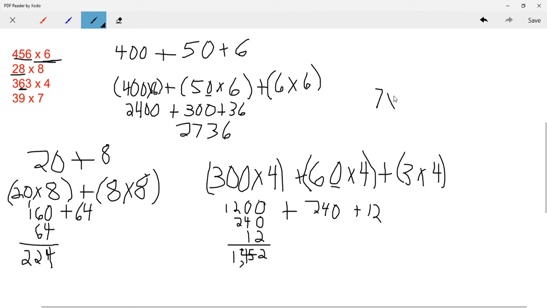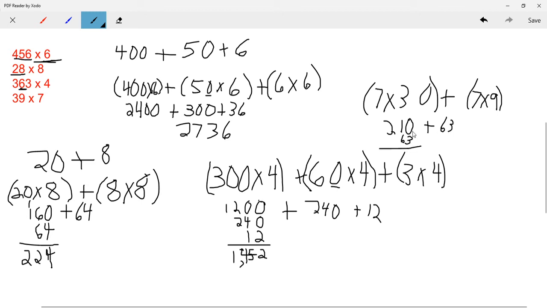Now we have 39 times 7. So it's just 7 times 30 plus 7 times 9. So 7 times 3 is 21. Add the 0. 7 times 9 is 63. So we can just add this. So that's 3, 7, and so it is 273.